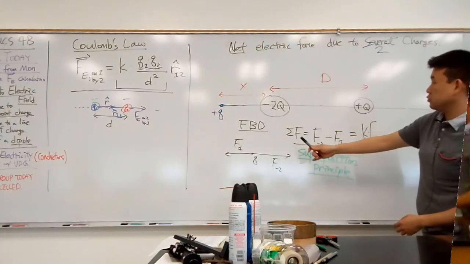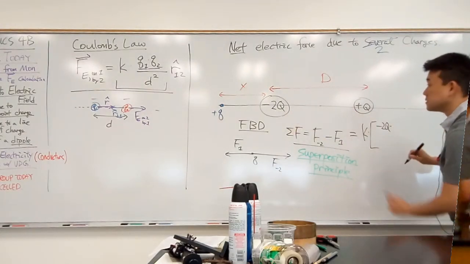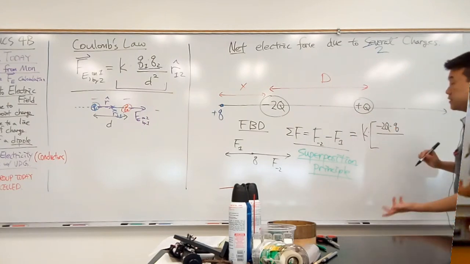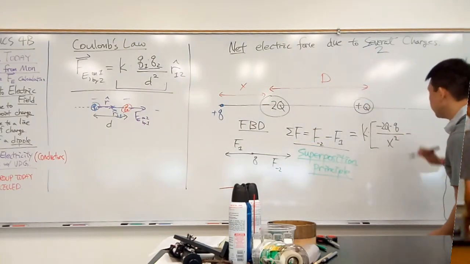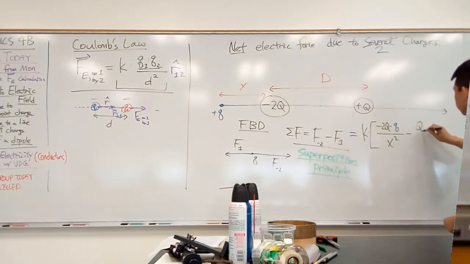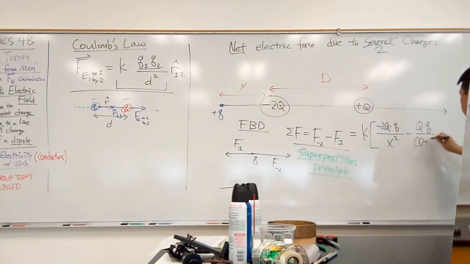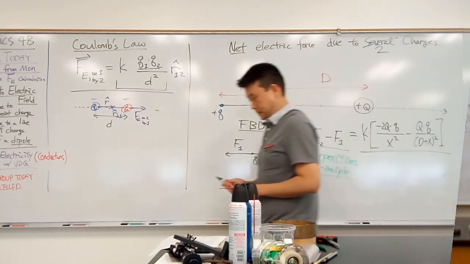so charge q1, so minus 2q times plus q, so q, divided by the distance squared, x squared, minus F1, so plus q times q over the distance squared, so d plus x squared. Let me ask you this question. Is this correct?